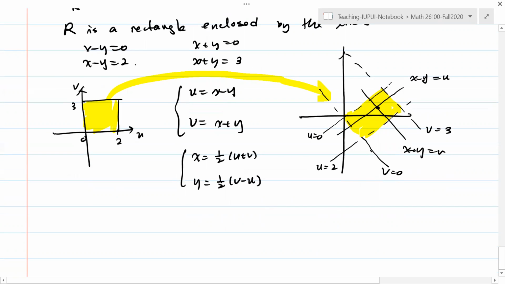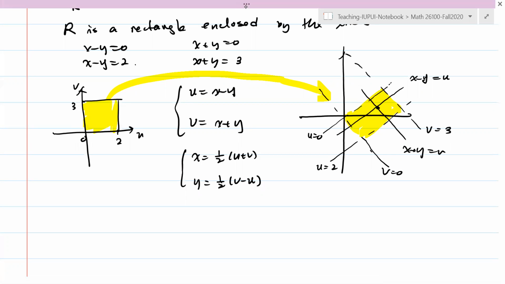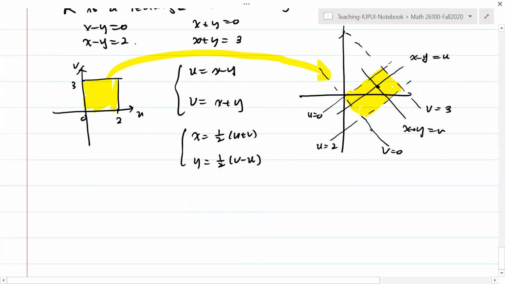So when the value of u changes, you get a family of lines. When the value of v changes, you get a family of lines. So the intersections give all the points in this rectangle. So the range for u is from 0 to 2. The range for v is from 0 to 3. All right, so that's it. This is what we figured out.